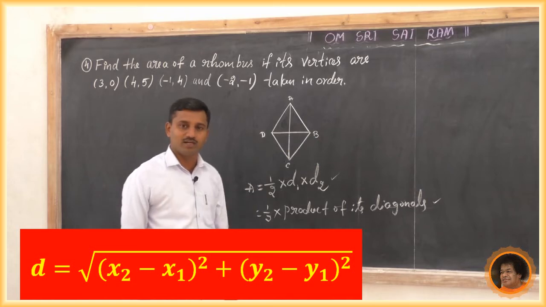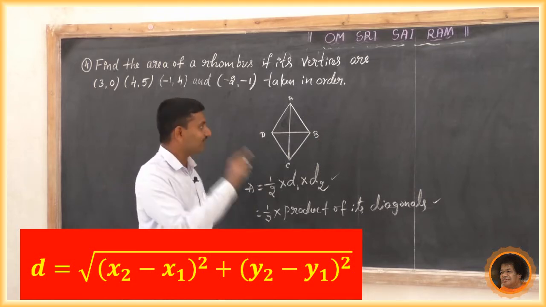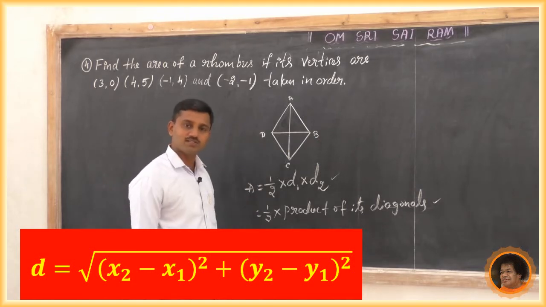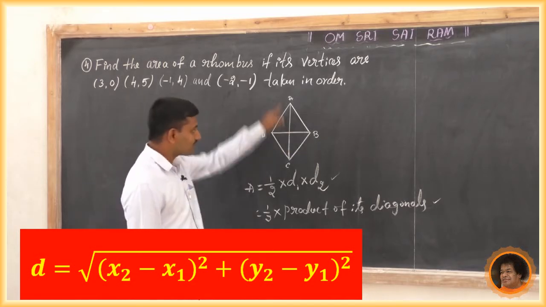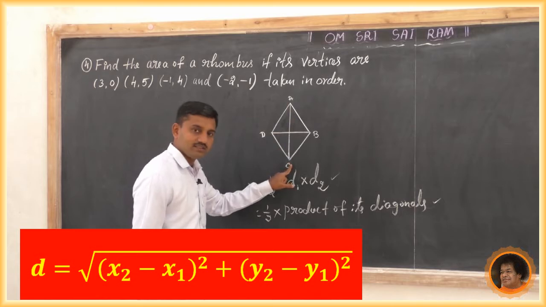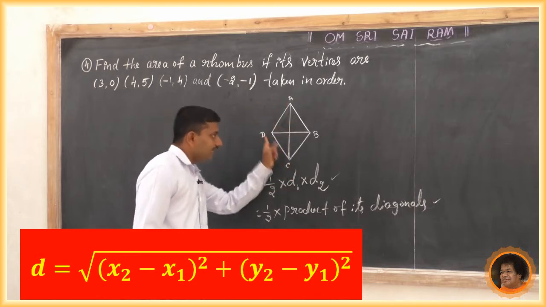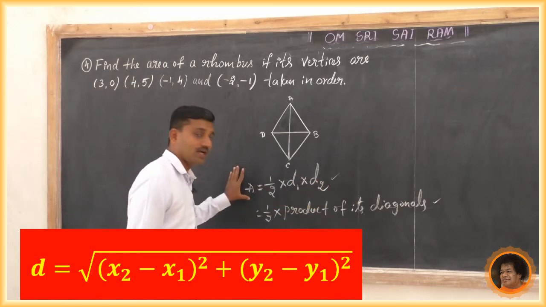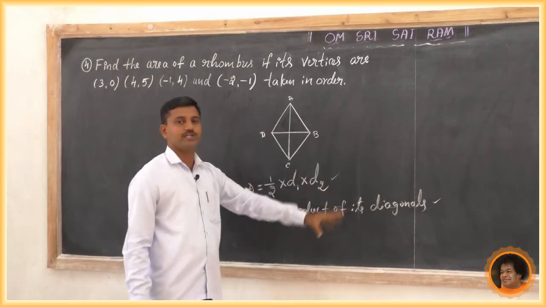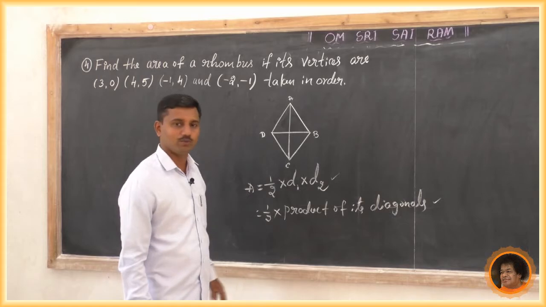What is the distance formula? d equals the square root of (x2 minus x1) whole square plus (y2 minus y1) whole square. So that is the distance formula. By the distance formula, we find the distance between A and C, then B and D. Next substitute the values of D1 and D2 in the formula, area equals half into D1 into D2. So we get the area of the rhombus.